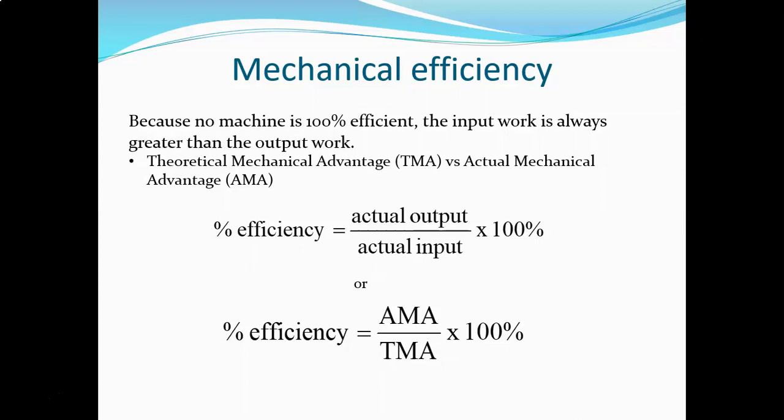So theoretical mechanical advantage versus actual mechanical advantage. You've got the percent efficiency. The actual mechanical advantage is the actual output over the actual input times 100%, where you've got the AMA and TMA.